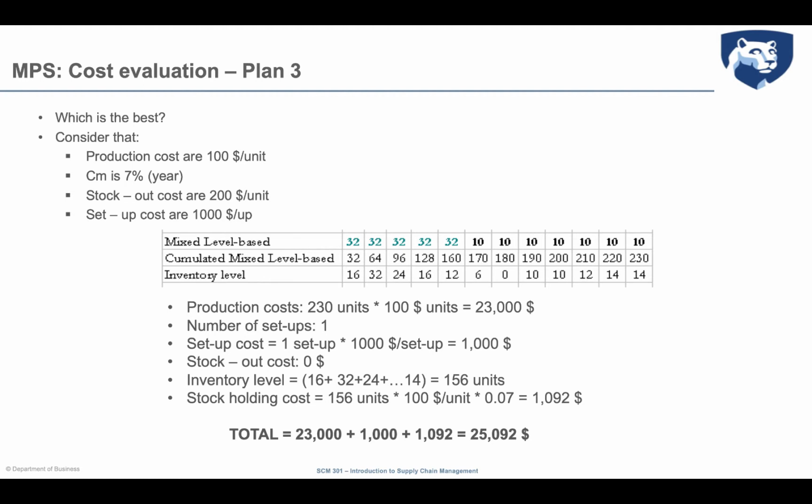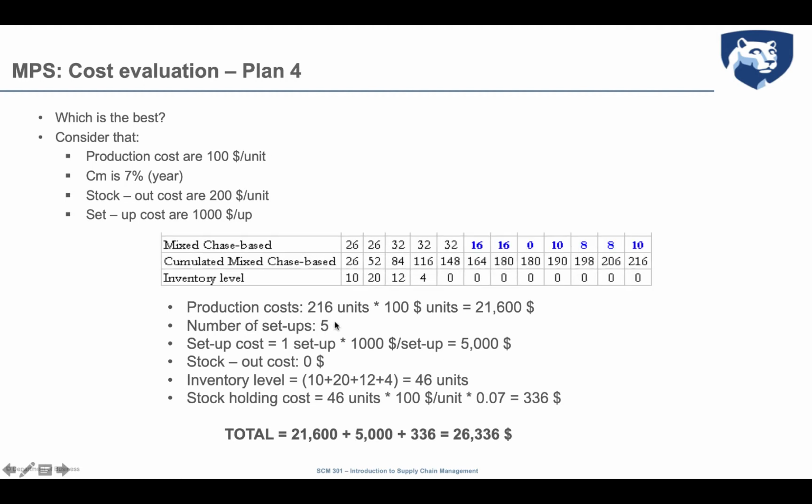Finally, mixed level based, mixed chase based. Production costs are 2060 units multiplied by $100 per unit, 21,600. How many setups do you have to do? 1, 2, 3, 4, 5, multiplied by how much? $1,000 per setup, $5,000. Do you have stockout?